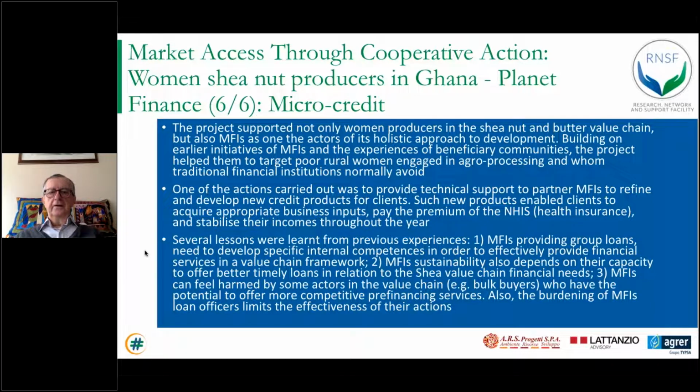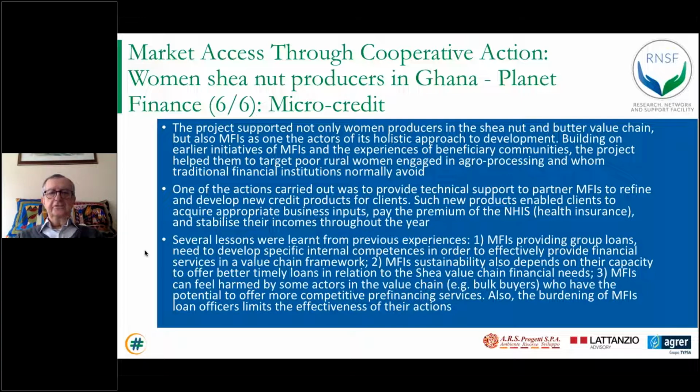Several lessons were learned from previous experience. Microfinance institutions providing group loans need to develop specific internal competencies in order to effectively provide financial services in a value chain framework. Sustainability of these institutions also depends on their capacity to offer better, timely loans in relation to the shea nut value chain.